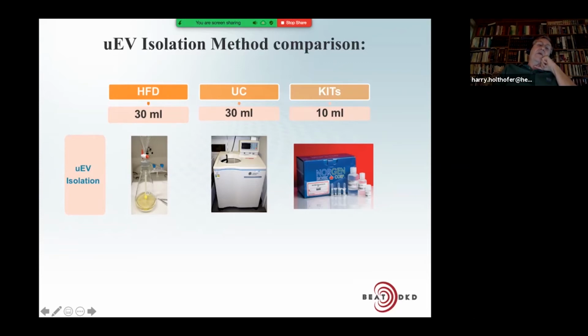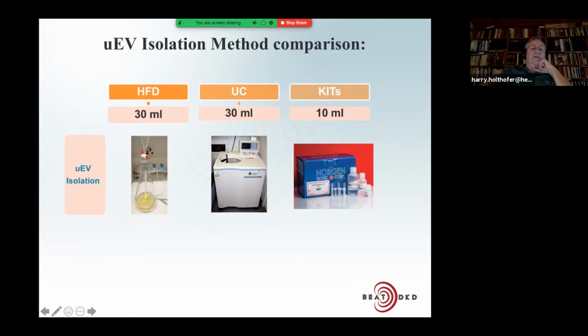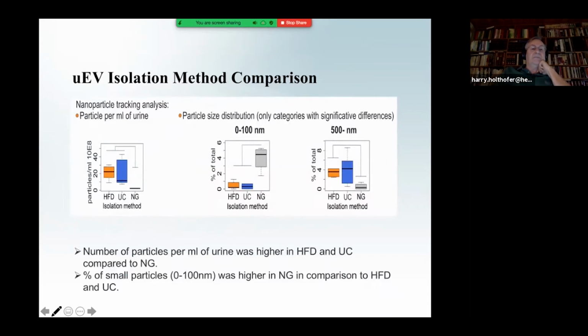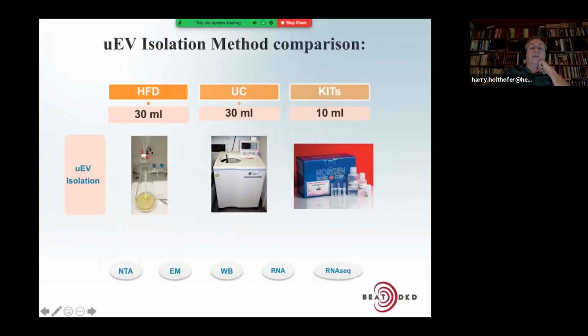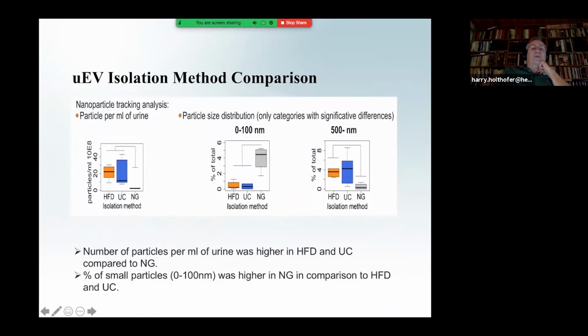And again, we are using the very same sample, a little bit bigger amount of urine, and divided it to HFD, UC, and the kit analysis. And what we did was to assay for NTA, electron microscopy, Western blot, RNA and RNA sequencing. So we think that this was a comprehensive enough set of ways to validate the HFD and other methods to each other. So what did we find?